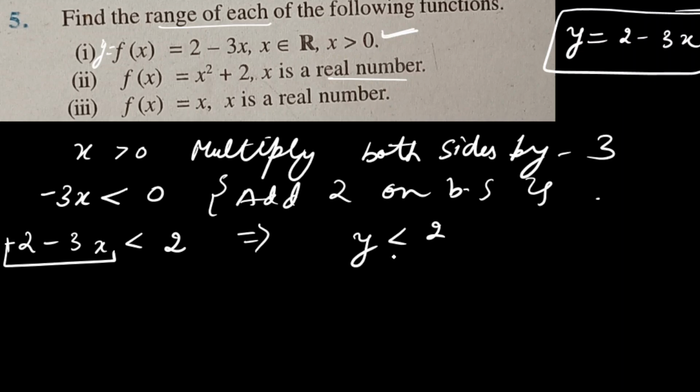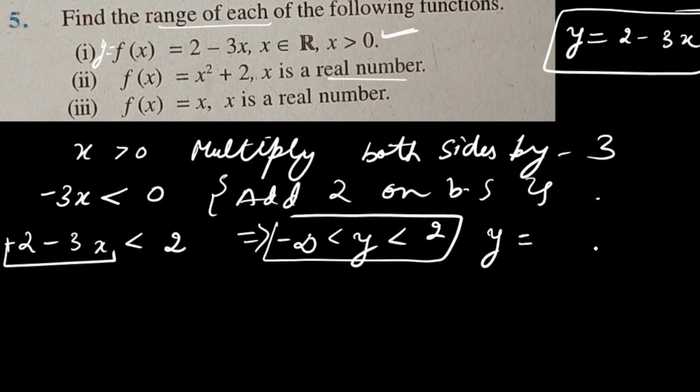So what does it mean? y is less than 2, but it is greater than negative infinity, because its value is continuously decreasing. So it will always be negative, as well as less than 2. This way we can write the range we have found, or you can also write it with open brackets, both.